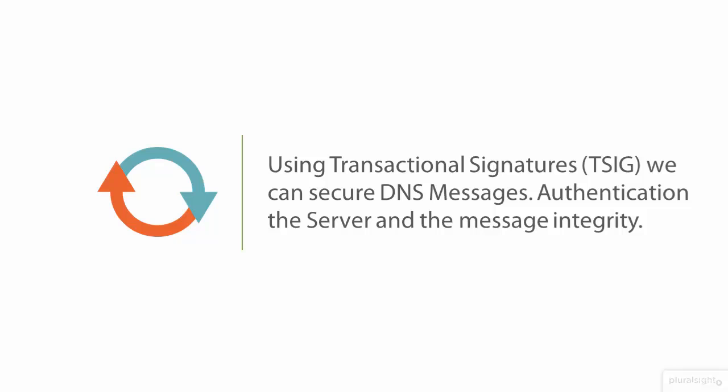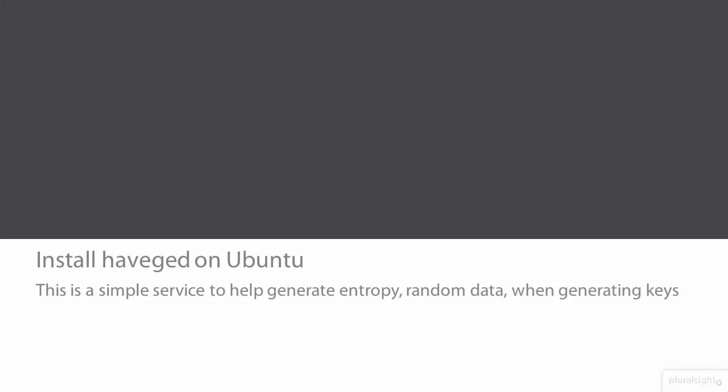And this just uses quite simple public key, private key mechanisms that we're probably quite used to, even with simple things when we go through to web servers with HTTPS. The first thing that we should do is install an entropy service on Ubuntu, our master server. We're going to be generating keys, and to help create that random data, the entropy that we need, we're going to install the haveged service.